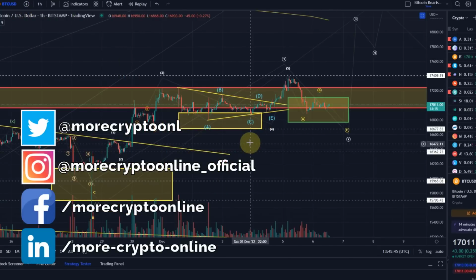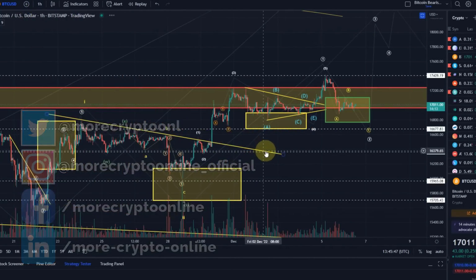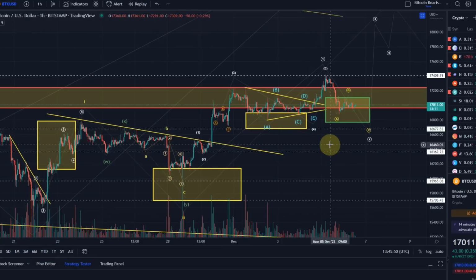We go straight into the price section. We take a look at the 1 hour chart. Don't really want to talk about the higher level wave count again. We did that in the last few videos. So if you want to know more about that, feel free to check out the previous video.